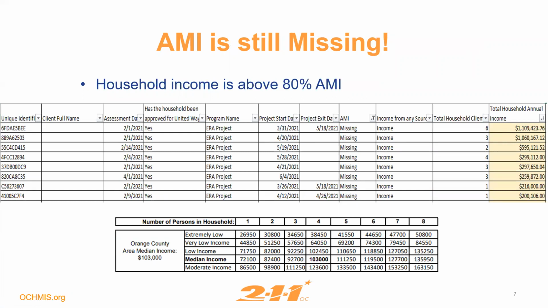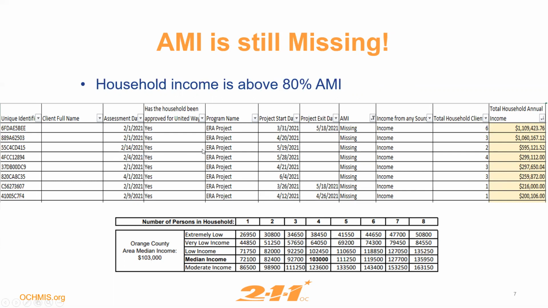So if you're filtering by AMI as missing and all of your households have a number of clients entered and the household annual income is not blank, the reason AMI is missing is because they're above 80% AMI and they technically don't qualify for ERA. And looking at this, all of this is real data, by the way. Some of these clients have $1 million and would not be eligible for ERA. I would love to have some of these annual incomes.